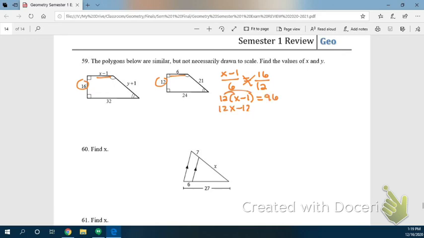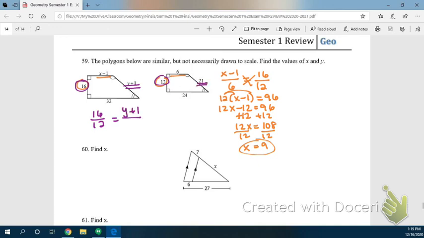When you distribute and solve, I get that x is 9. Now you can still use the 16 and the 12 as your scale, but this time set it up with your y values. The y value is y plus 1, and we're still trying to find that value, so I'm going to match it up with the corresponding side in the other shape, which is 21. When I cross multiply, 16 times 21 is 336.